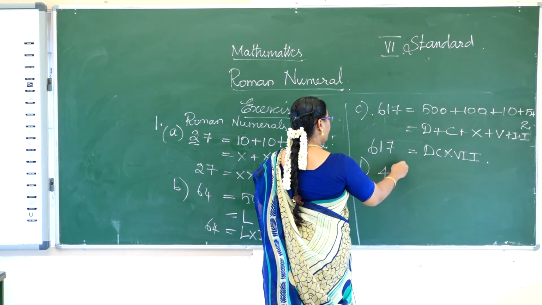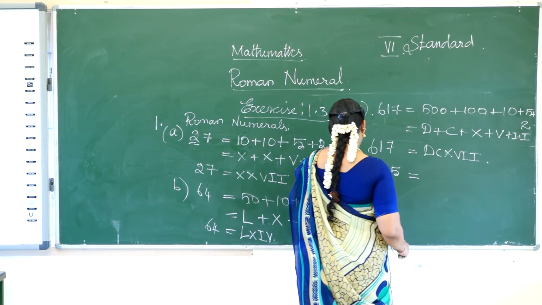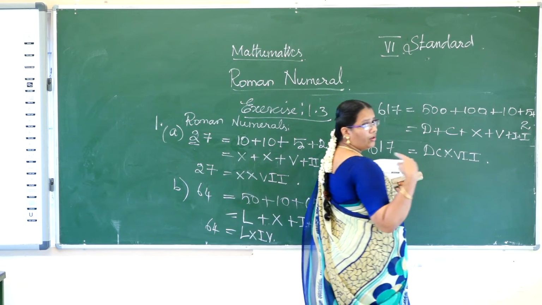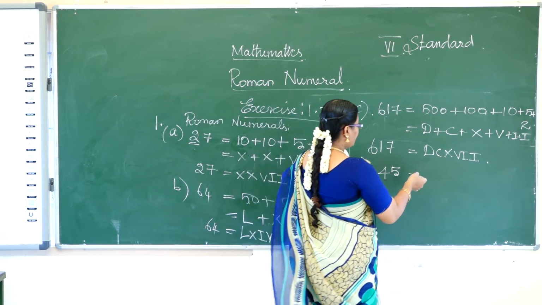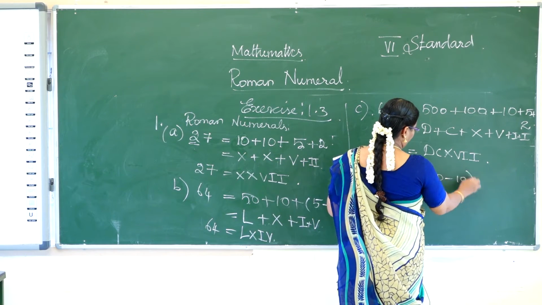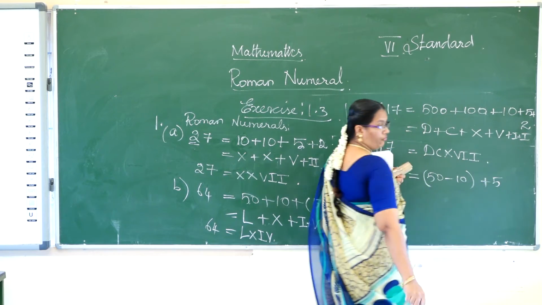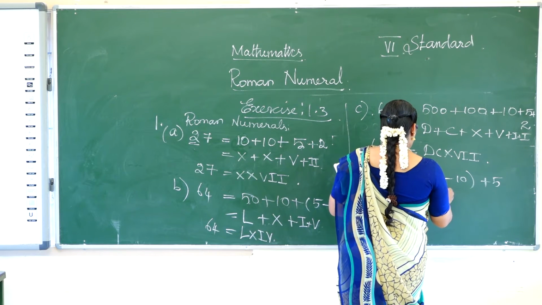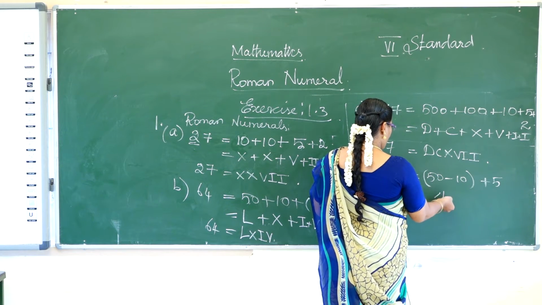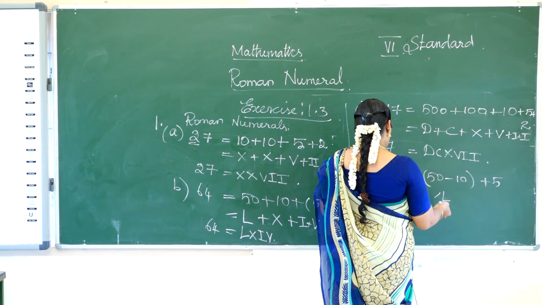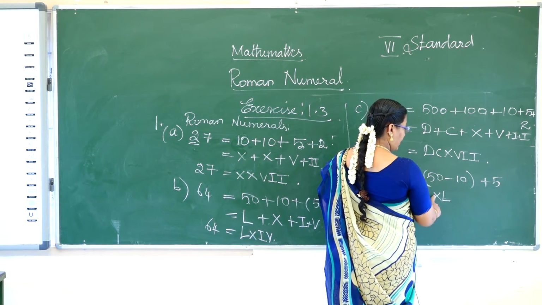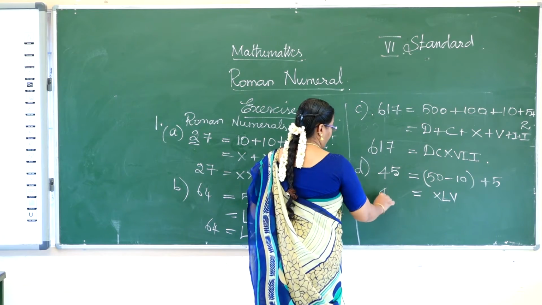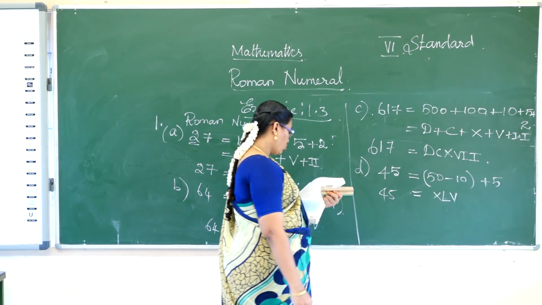Next, 45. 45 is written as 50 minus 10, which is 40, and then add the 5. So 50 minus 10 is 40, added with 5, so we get 45. So 50 is L, subtracted, so the smallest number comes before the largest number, subtracting 10. So XL added with 5 V. I hope you understand, because the remaining problem is homework.